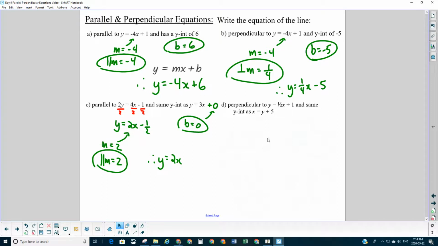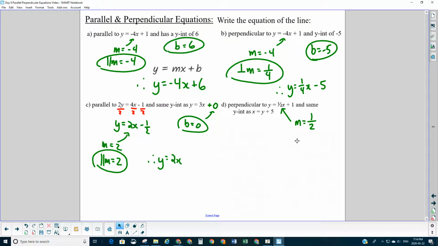And now our last one, perpendicular to this and the same y-intercept as this. So again, more vague, we have to do a little bit more hunting. So it says it's perpendicular to this one. Perpendicular refers to the slope then. I don't care about the y-intercept, I just care about the slope. So the slope of this guy is 1/2.